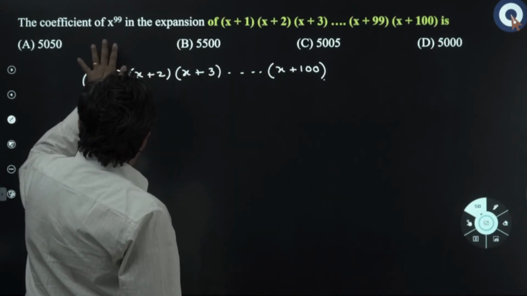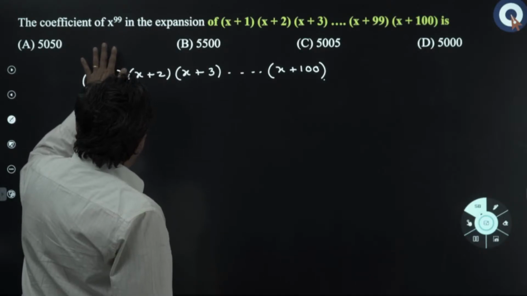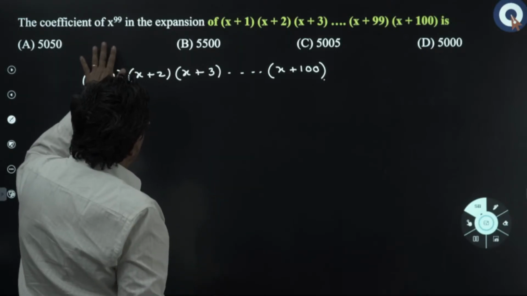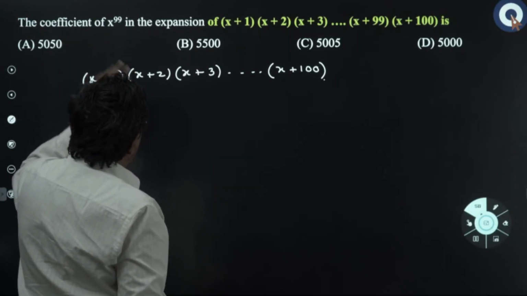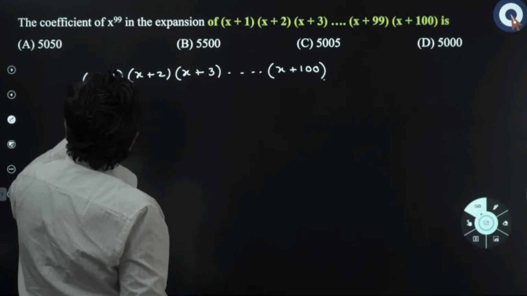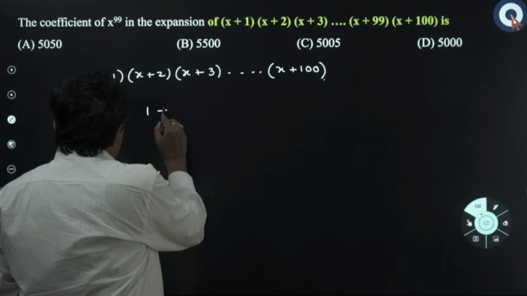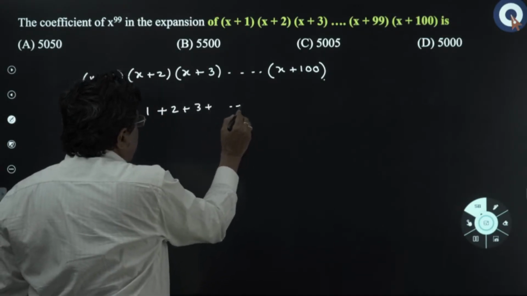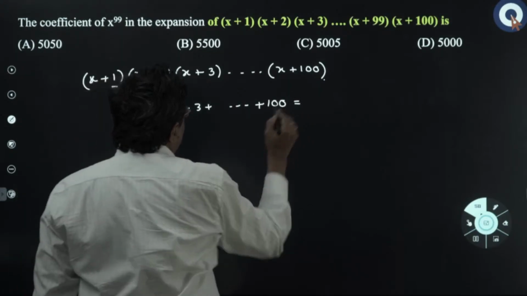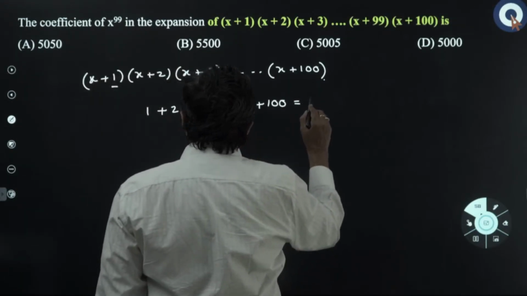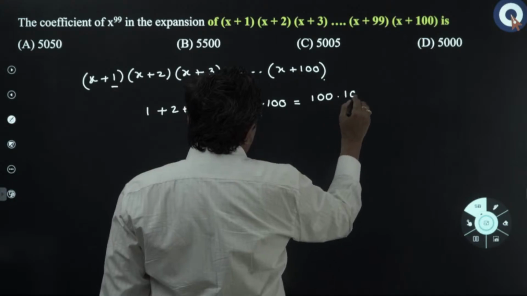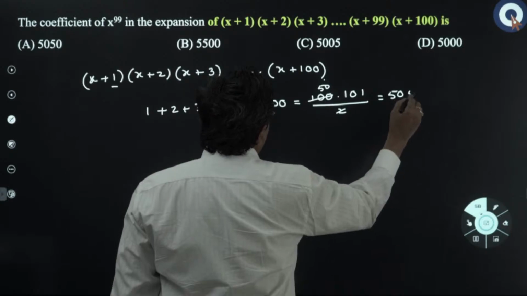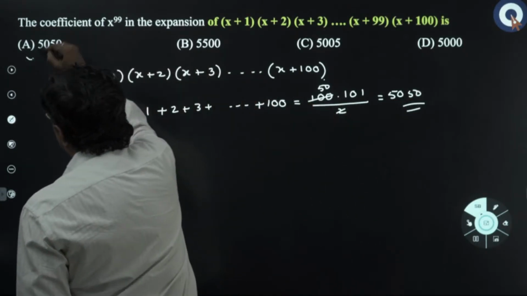So if I assume you have closed x plus 1, the remaining factors, if you multiply, it is a polynomial of degree 99. That x power 99 when multiplied with 1, you get the coefficient of x power 99. Similarly, if you close x plus 2 and then do the same thing, you get 2, 3, 4, etc., up to 100. So this is the coefficient of x to the power 99. So this is 100 into 101 by 2. So this becomes 5050. So option A.